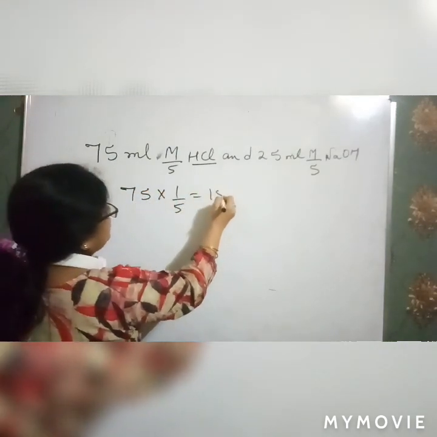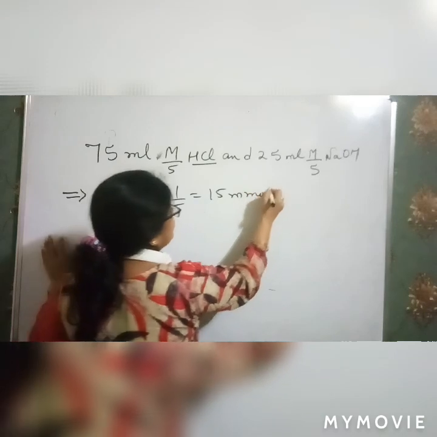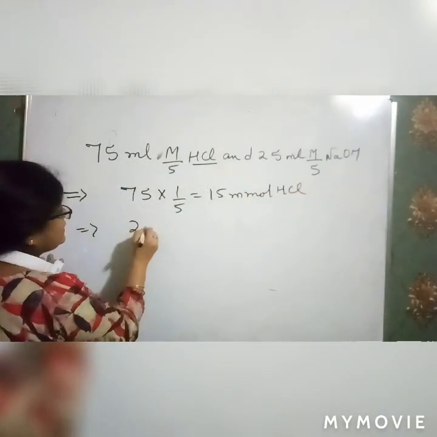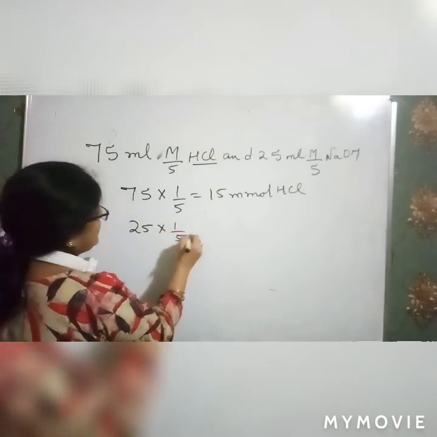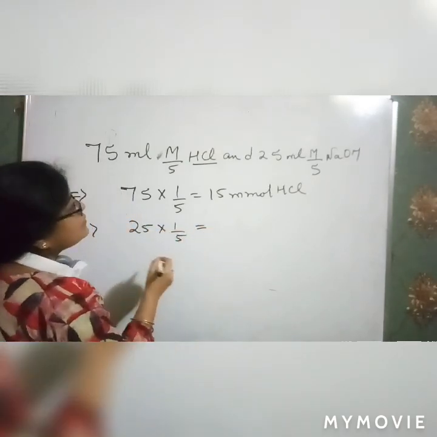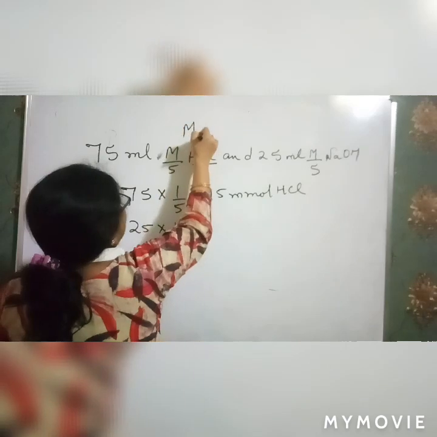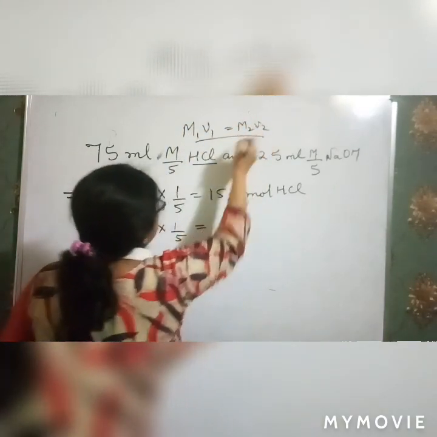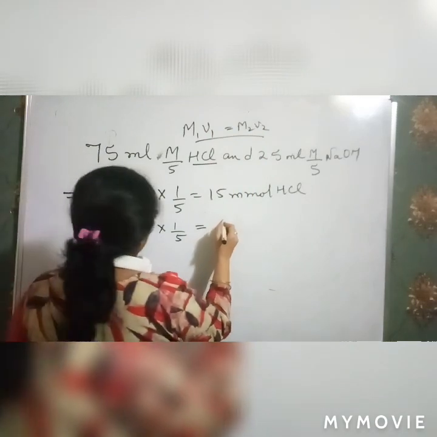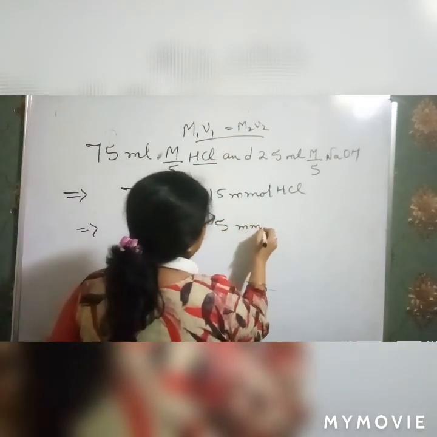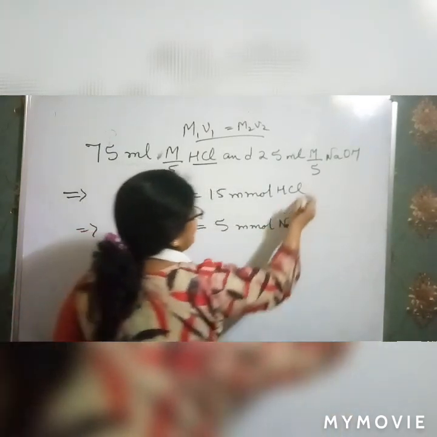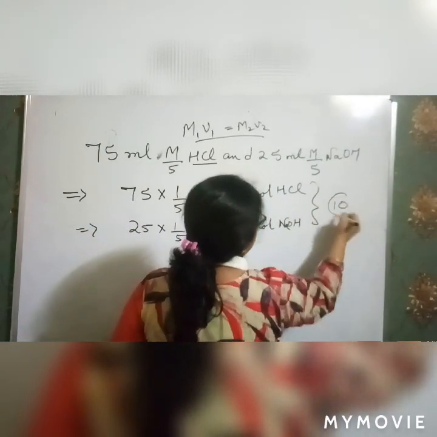So we have got 15 moles of HCl, and similarly for NaOH we calculate in the same way, just multiplying. That means we are using the formula M1V1 equals M2V2, as you know. This formula I apply here. So we have 5 moles of NaOH. Okay. Now just subtract these two, so we get 10.